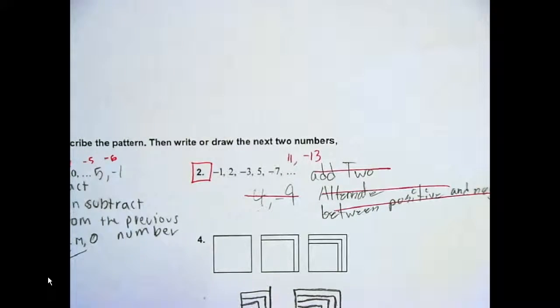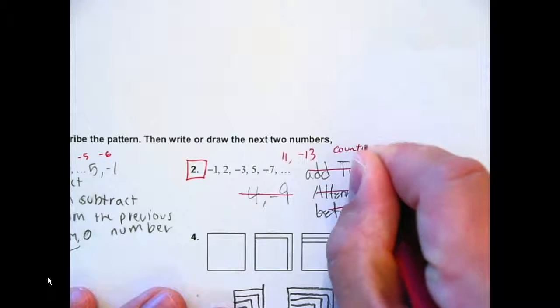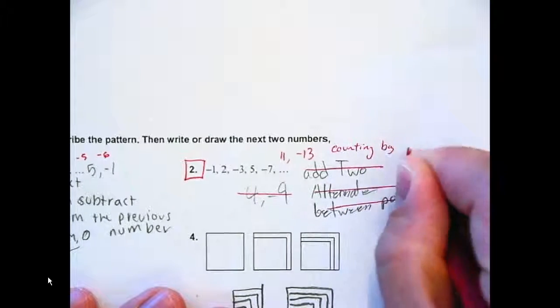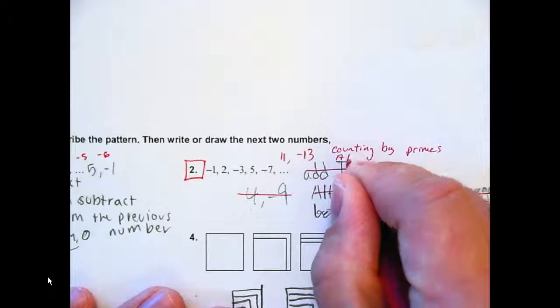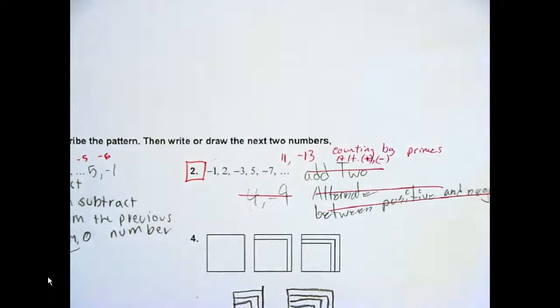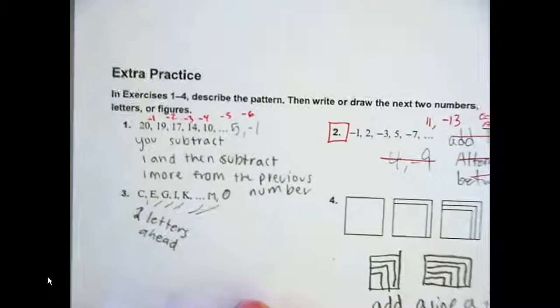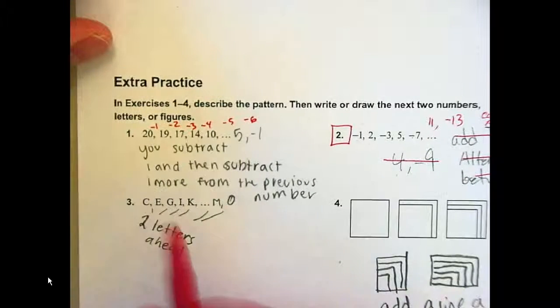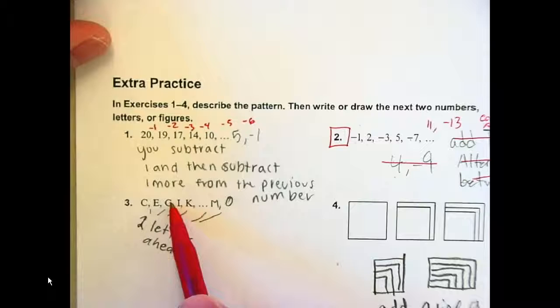Okay. Alternating your positive and negative. All right. On this guy, 2 letters ahead, C. So from C to G.